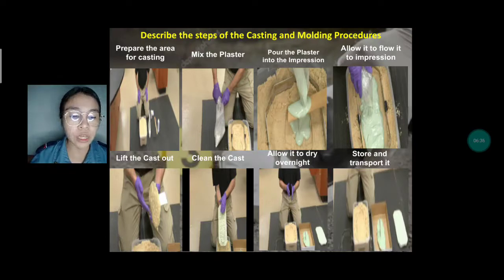So, last is store and transport it. Sa pag-store and pag-transport po ng cast, kailangan balutin ng newspaper or di kaya po is bubble wrap at maaari ring ilagay po siya sa box ng sapatos or box ng pizza para kapag ita-transfer natin siya sa laboratory is hindi siya masira.